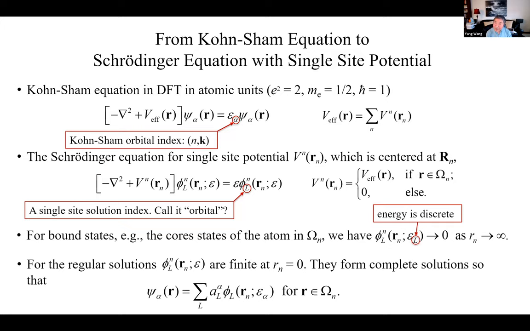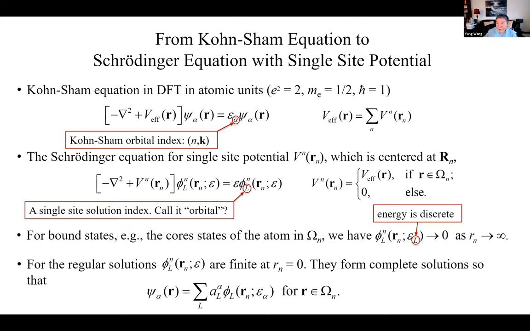That we can expand the Kohn-Sham orbital or the Bloch wave in terms of single site solutions in this domain. The reason we can do that is because, in this domain, the potential itself is just an effective potential, right? By construction. So it is possible, for r inside the domain, to do this expansion. Okay, in principle, we can do that.